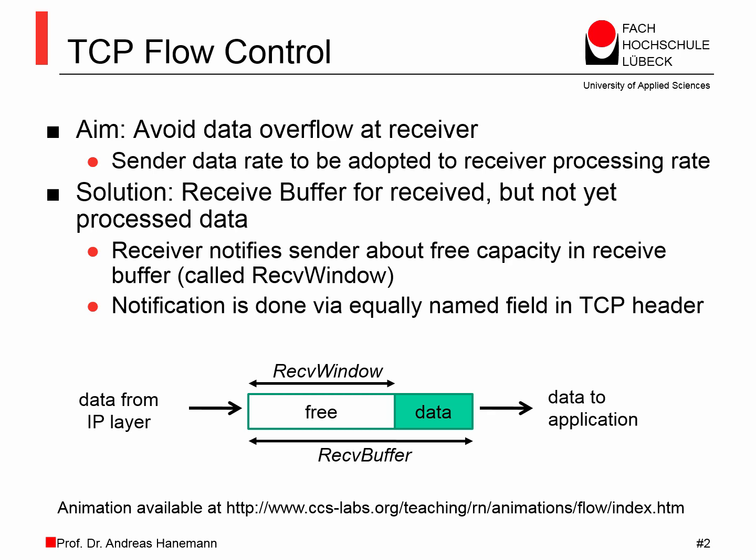The picture shows the destination side where we find a receive buffer. It is filled with new data received from the network via the IP layer. The application fetches data from the buffer. In the shown situation, the buffer is partially filled. It contains some data, but there is also some free space. This free space is called the receive window.